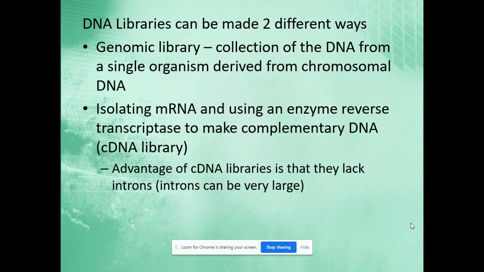DNA libraries can then be made in 2 different ways. We either have a genomic library, which is a collection of DNA from a single organism derived from chromosomal DNA. Or we isolate mRNA and use an enzyme, reverse transcriptase, to make complementary DNA, and that's known as the cDNA library. The advantage of cDNA libraries is that they lack introns, and introns don't really code for anything, and it's kind of like junk DNA. They're just spliced in there, and they just hang out. They're normally very large, and then you have to rifle through everything to figure out exactly which gene you were looking for in the beginning.